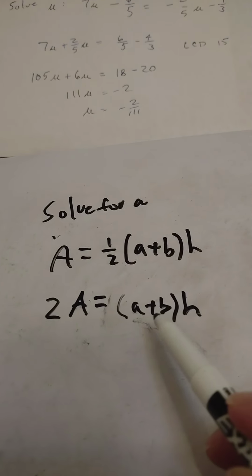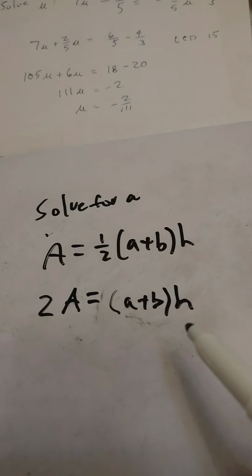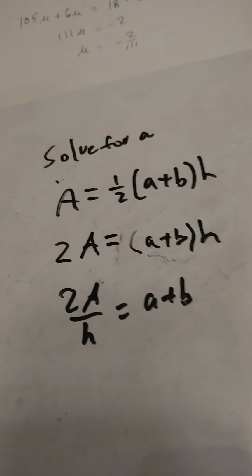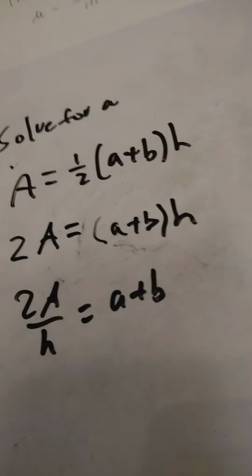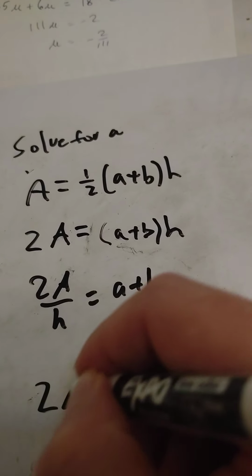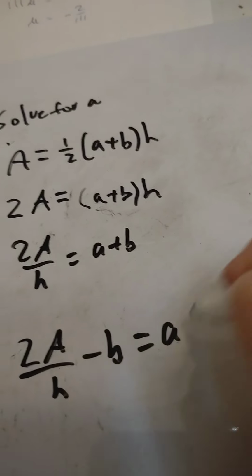Okay, we want to solve for this a, not that capital A, the small a. How about divide both sides by h next? Because we want to isolate that a. So we have that. And it looks like now what we want to do is subtract b from both sides. 2a over h minus b equals a.